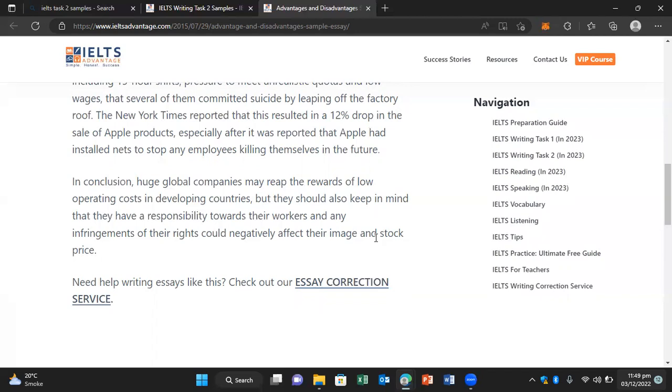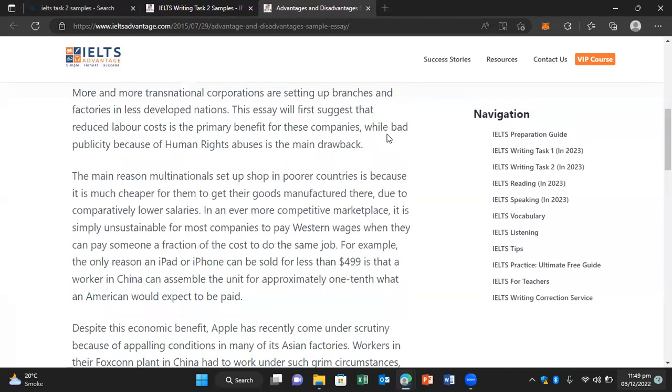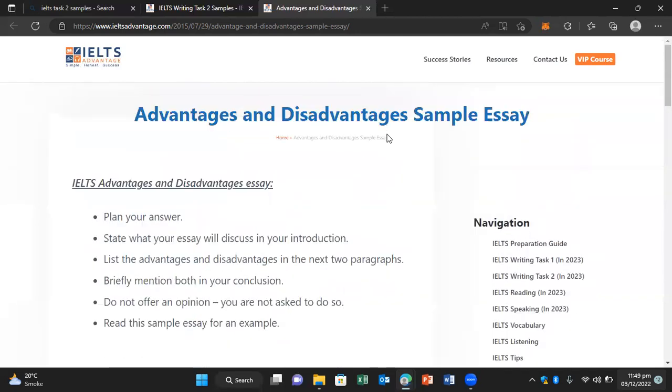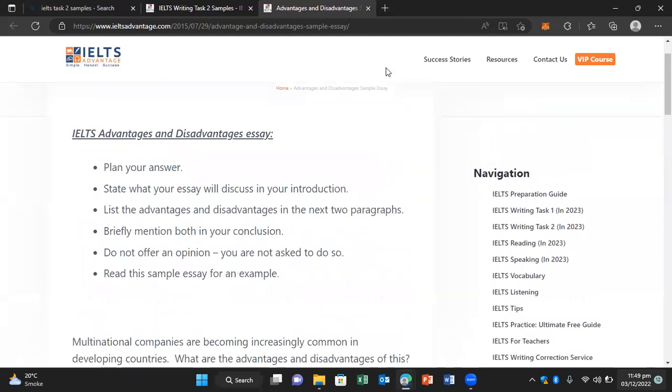So this is how you would be writing an advantages and disadvantages essay. Let me repeat. First paragraph, intro, paraphrasing. Second, advantages. Third, disadvantages, both with the example. Fourth, conclusion of advantage and disadvantage.